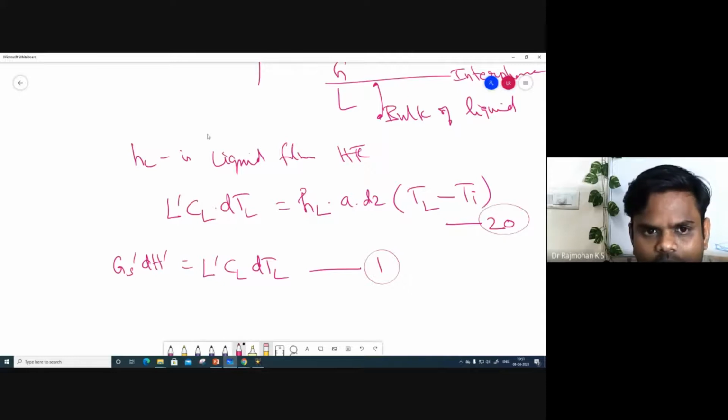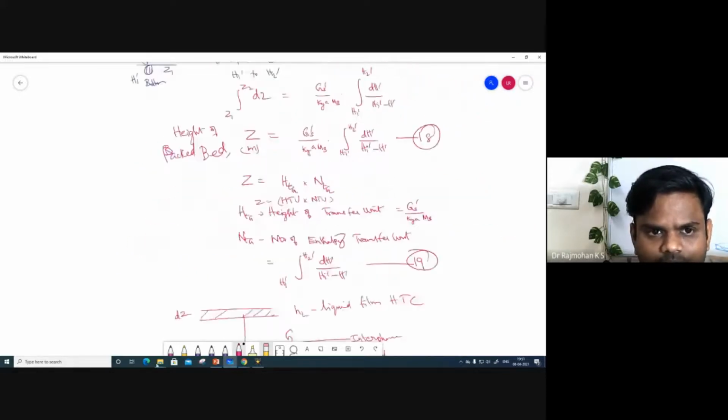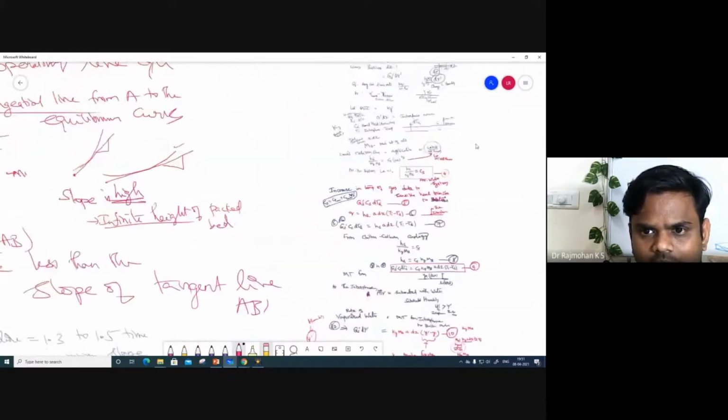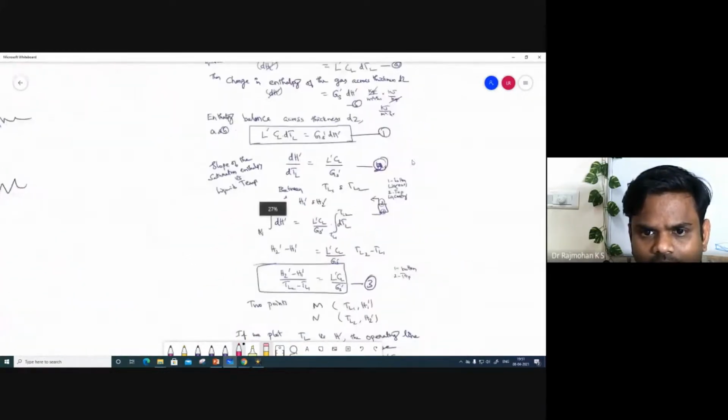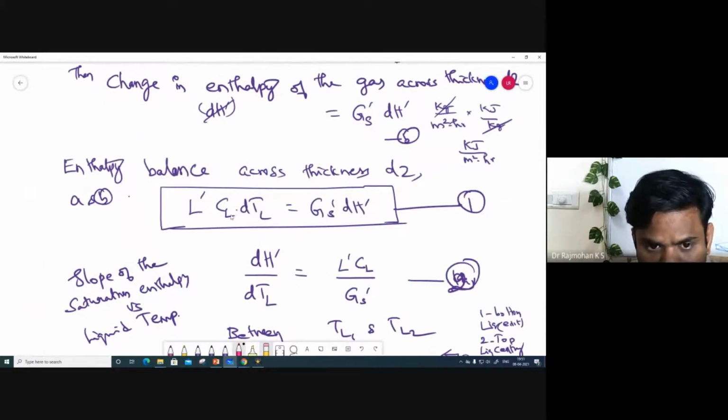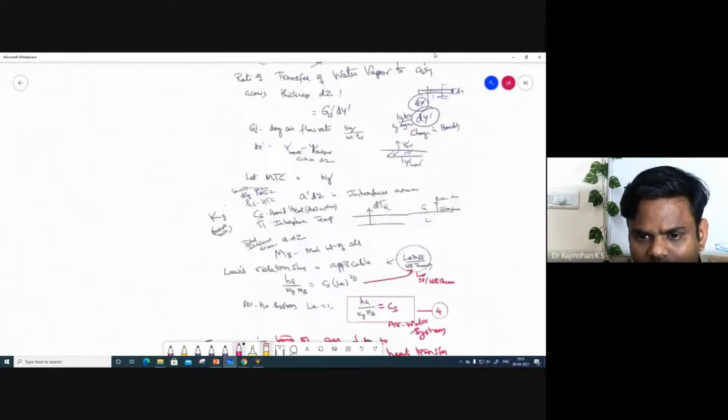Refer to our equation number 1. What is our equation number 1? When we started our derivation, we wrote one equation, right? So just recall that one: L' CL dTL is equal to Gs' into dH'. So that is our equation number 1. That's what I have written here again.